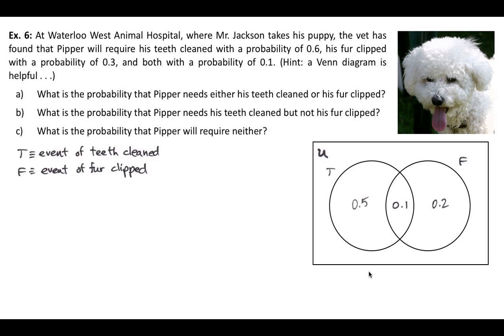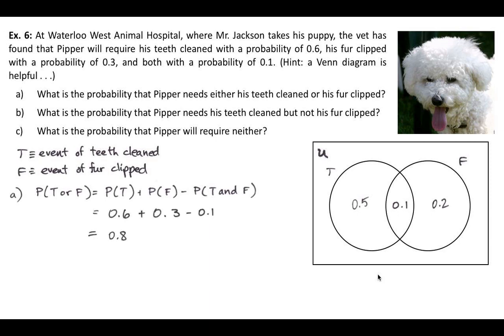All right. So really, we can look at this Venn diagram. We can probably answer C almost right away. Yeah, we can answer all of them now that we've populated the Venn diagram. We're good to go. So if we want to know A, the probability of teeth cleaned or fur clipped, well then that's just going to be the probability of teeth plus the probability of fur minus the probability of teeth and fur, which we can do just using the numbers, 0.6 plus 0.3 minus 0.1.